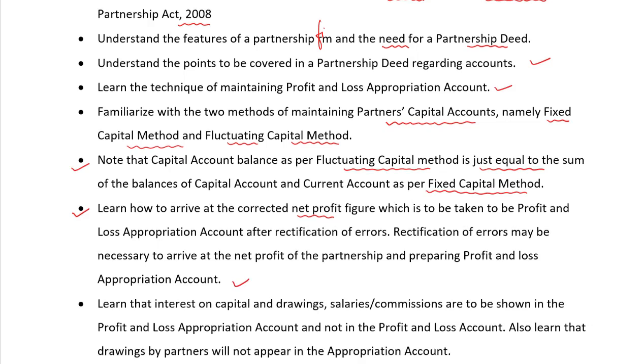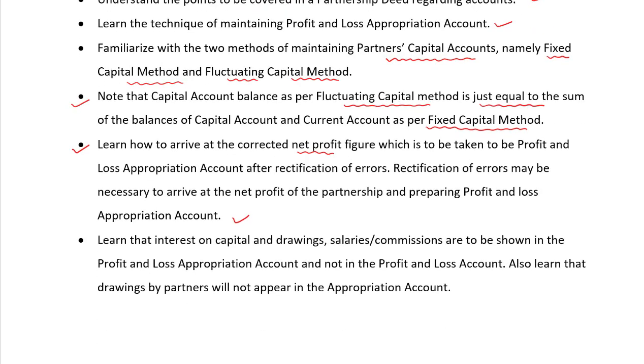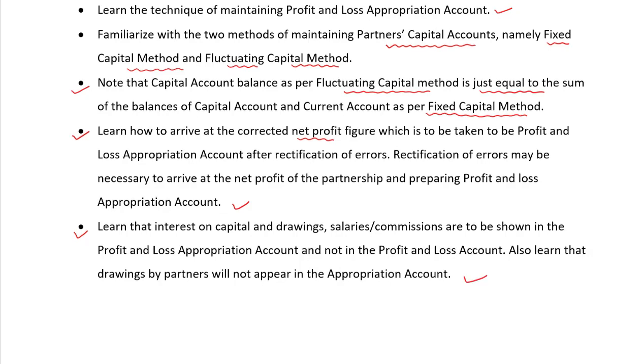Learn that interest on capital and drawings, salaries and commissions are to be shown in the profit and loss appropriation account and not in the profit and loss account. Also, learn that drawings by the partners will not appear in the profit and loss appropriation accounts.